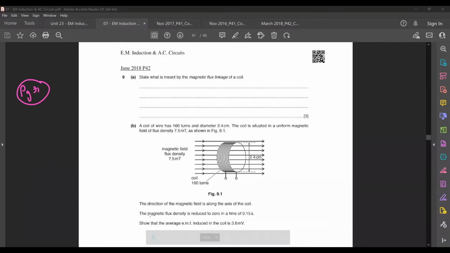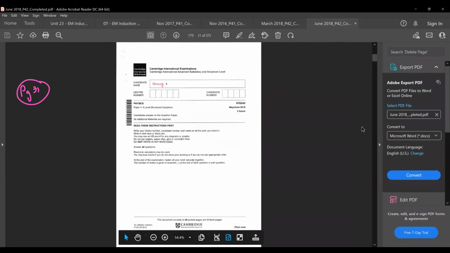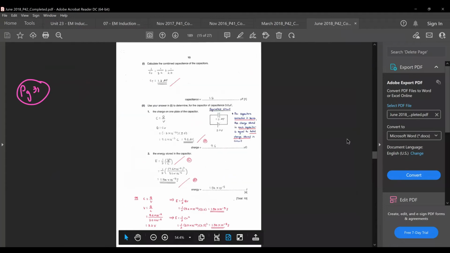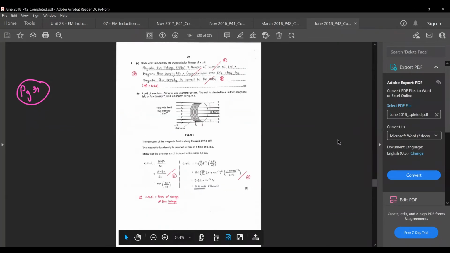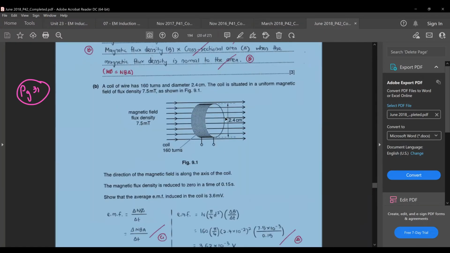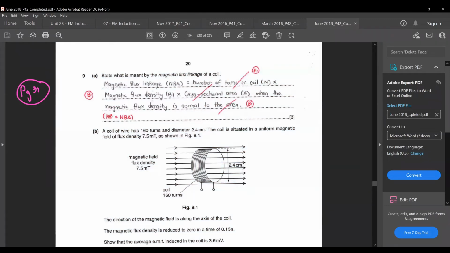Page 31, June 18, P42. Okay, June 18, P42 would be this one. Number 9. State what is meant by magnetic flux linkage in your coil. This one is asking you about magnetic flux linkage.